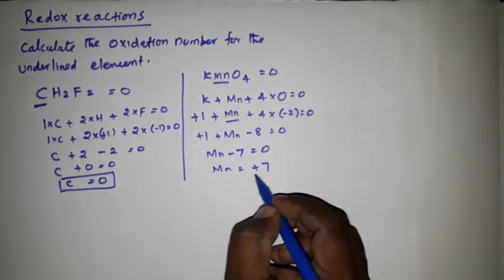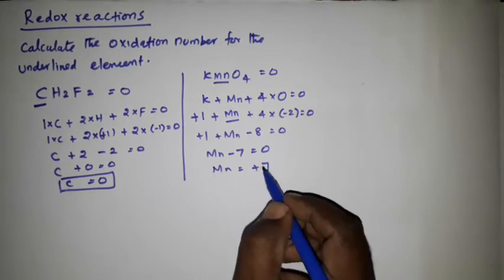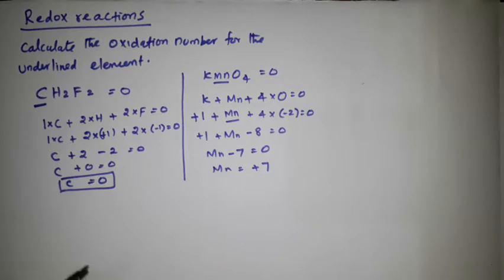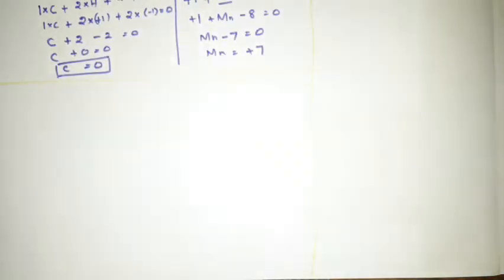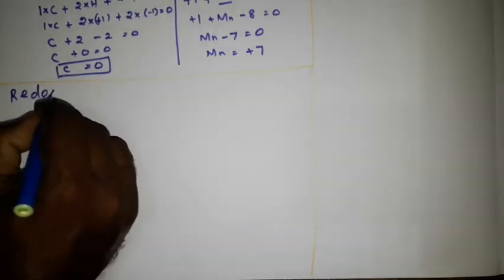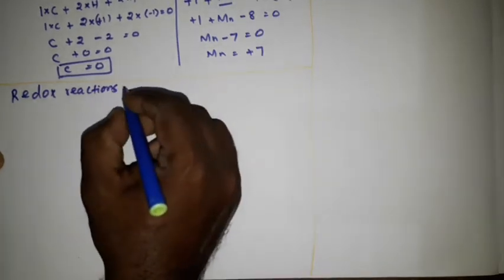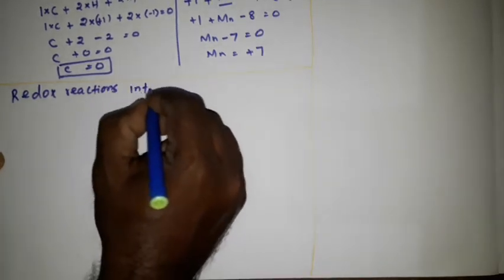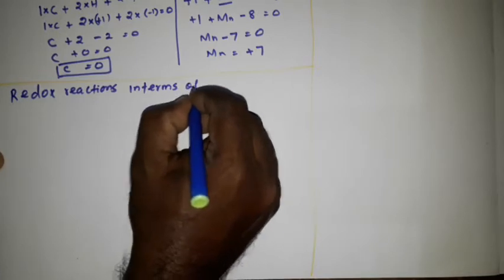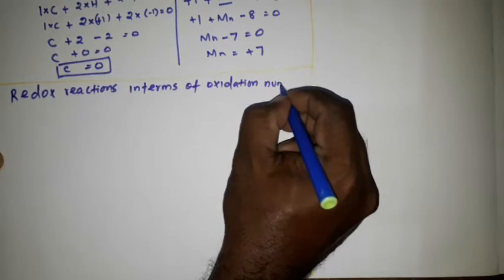Here the symbol plus and minus is very important in the oxidation number. Clear? So this is the way you can calculate the oxidation number for the given element. Clear? Now redox reactions in terms of oxidation numbers.